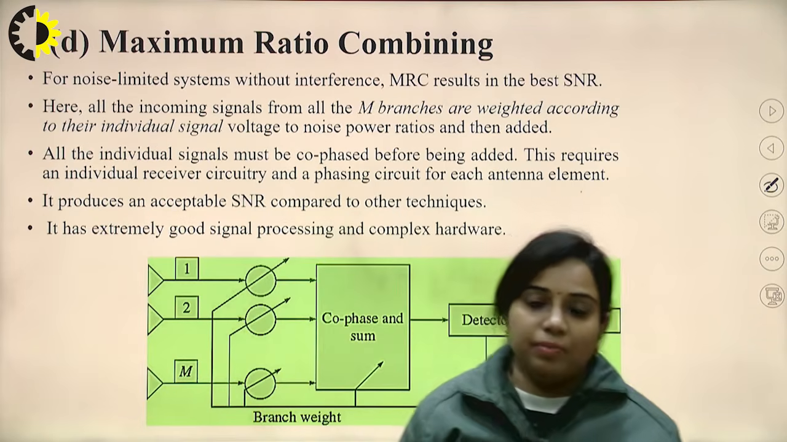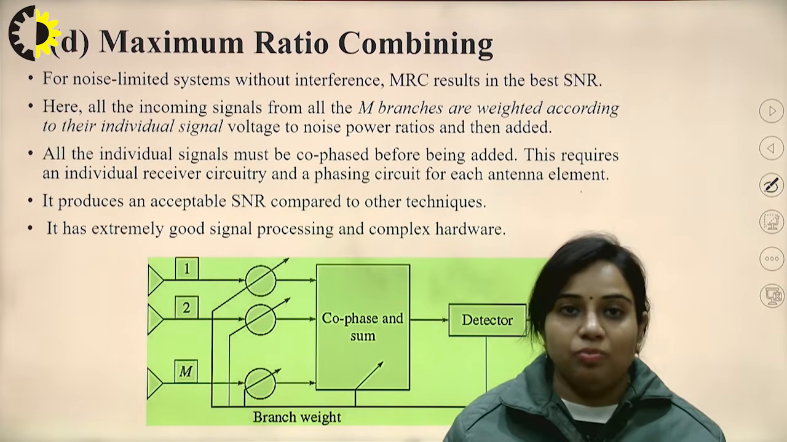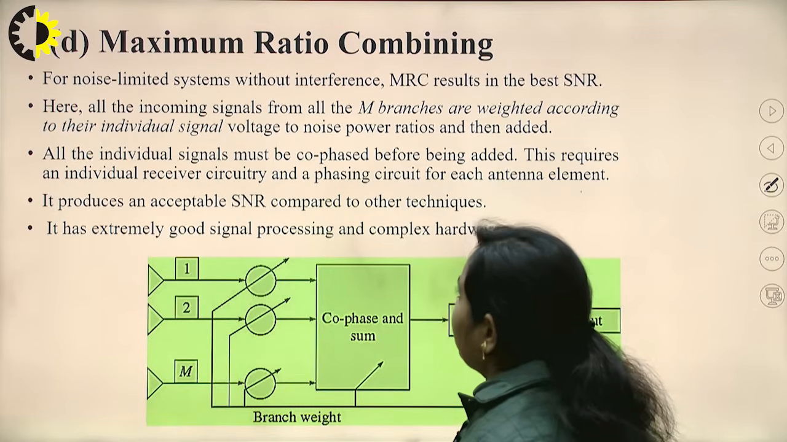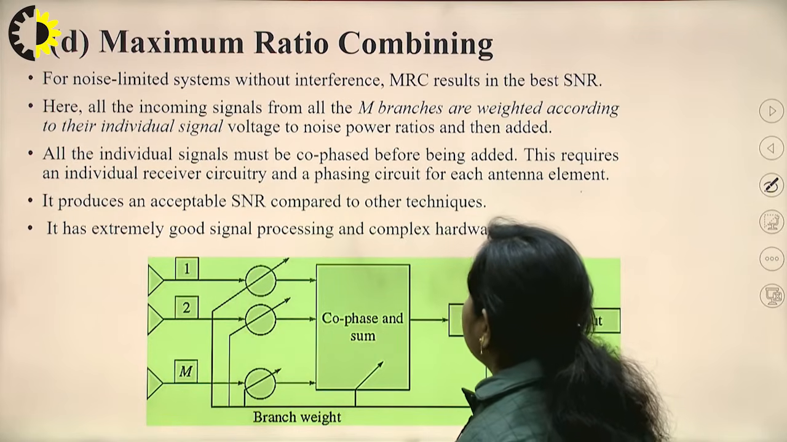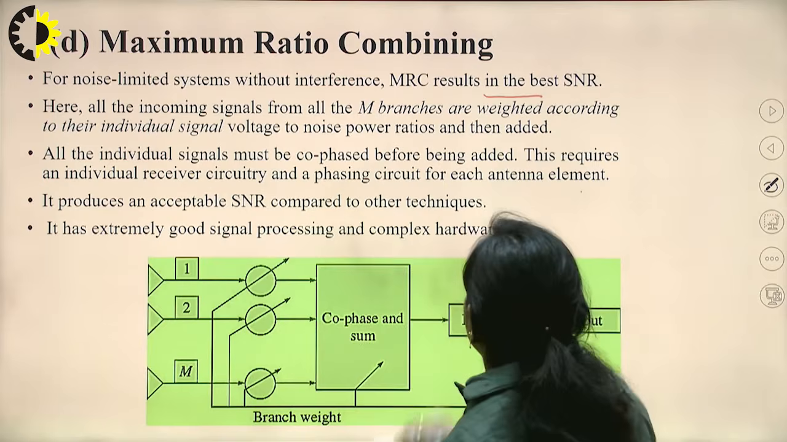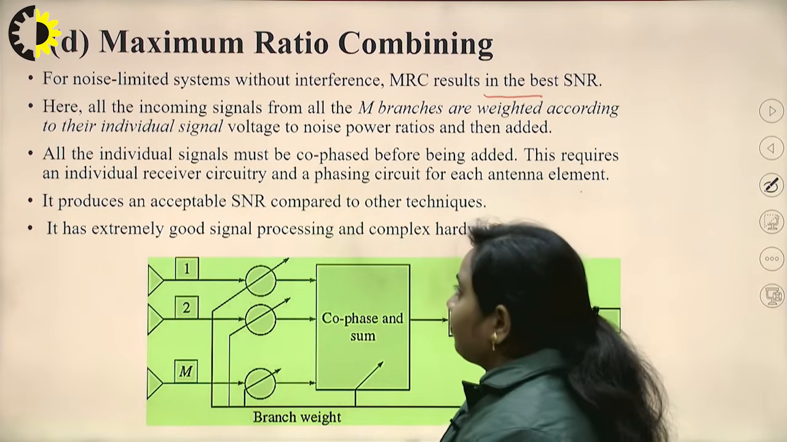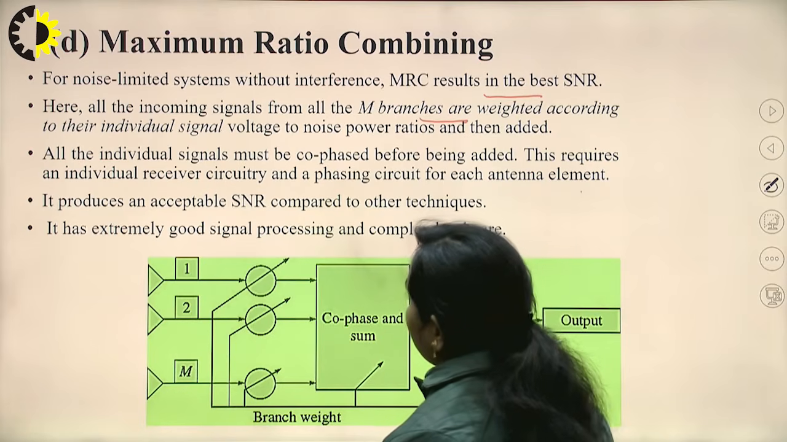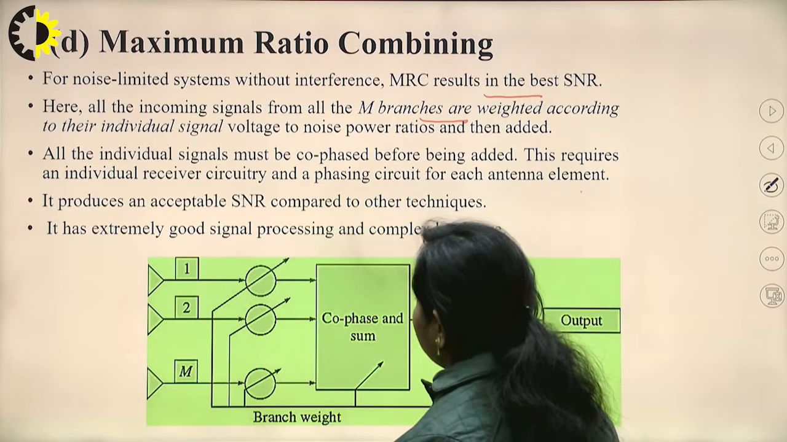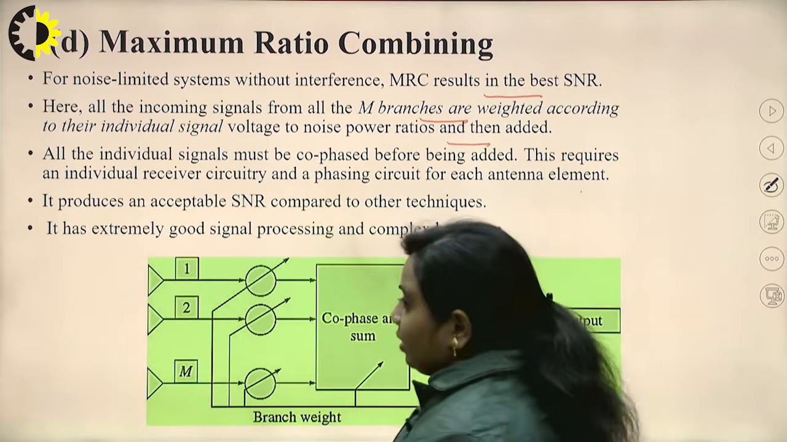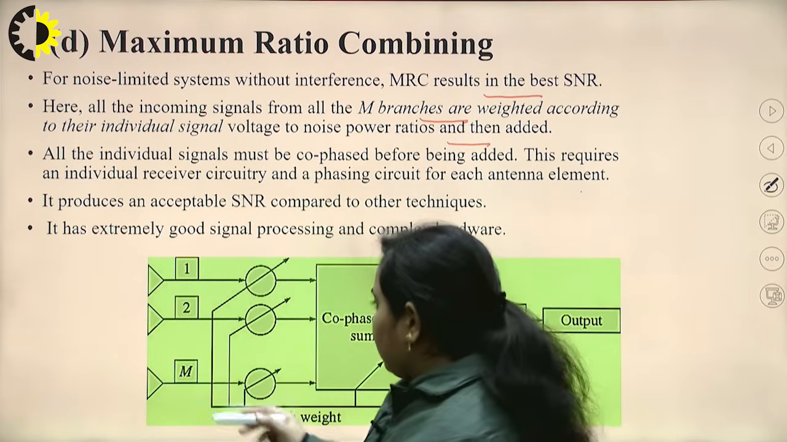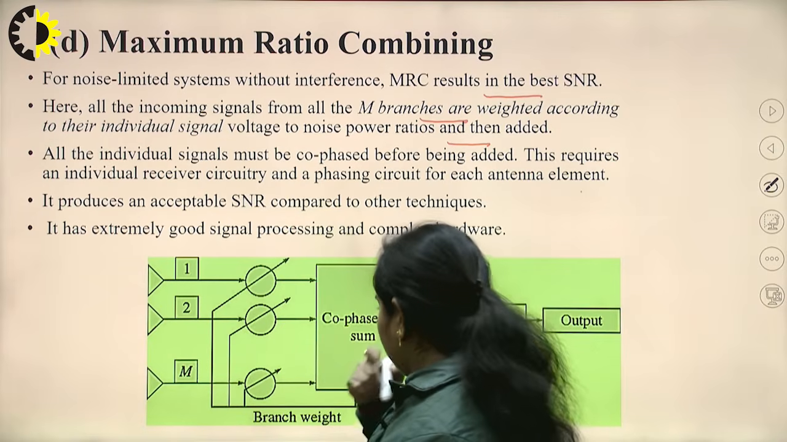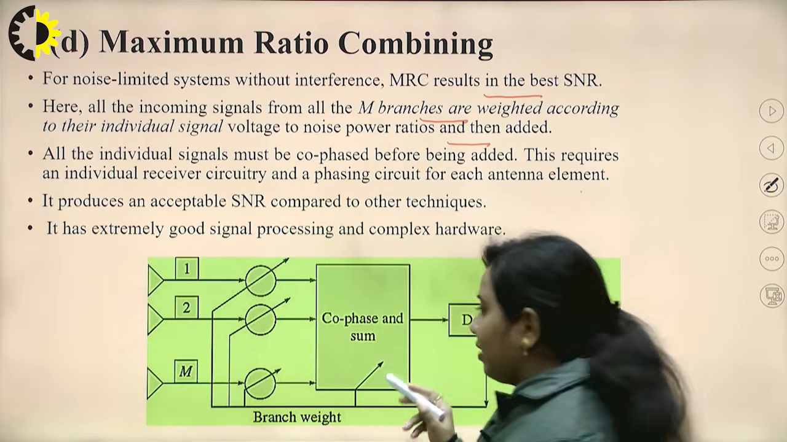Next one is the maximum ratio combining. Equal gain is not as good as this one, the maximum ratio combining. For noise limited systems without interference, MRC results in the best signal to noise ratio. Here all the incoming signals from all the M branches are weighted according to their individual signal voltage to noise ratio, and then these are added together. So basically, let's say there are m number of different branches, each passed through their weighting functions, and then passed through co-phase and sum.